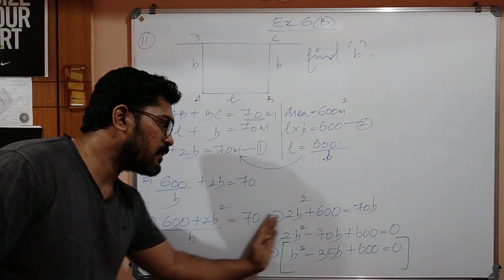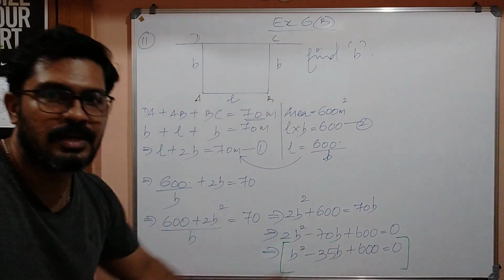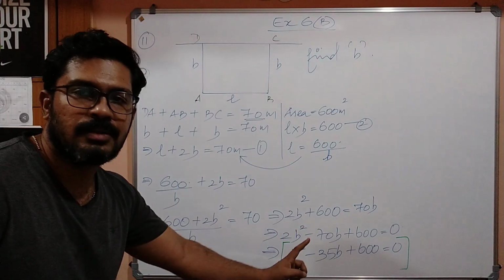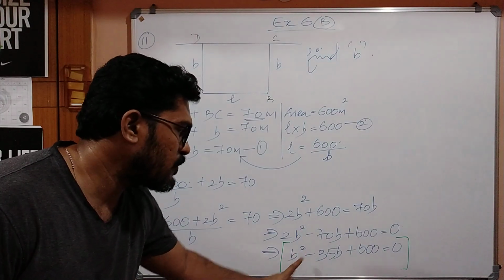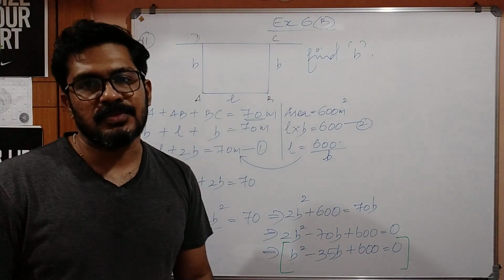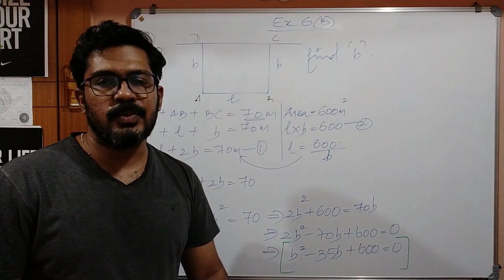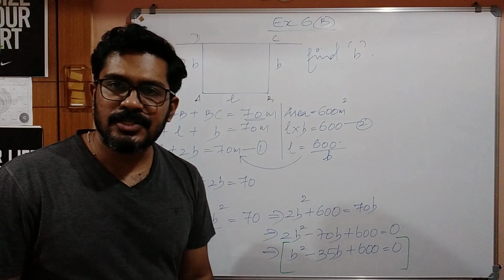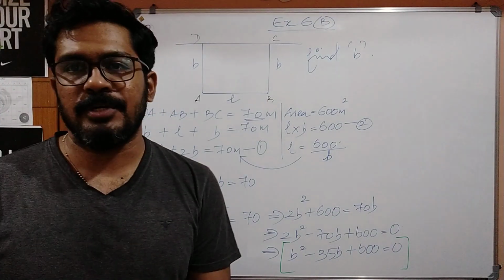And then on further simplification of it, see children, each and every step is written over here. Finally, you will end up on this quadratic equation, B square minus 35B plus 600 is equal to 0. I hope I am clear. You just need to solve this quadratic equation either by using factorization method or the formula method, whichever you are comfortable with.